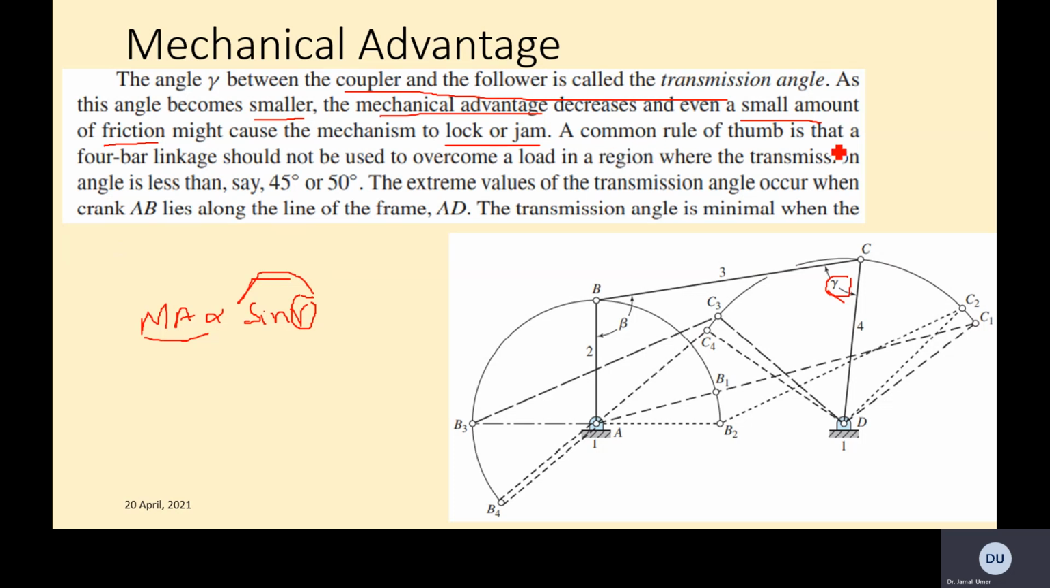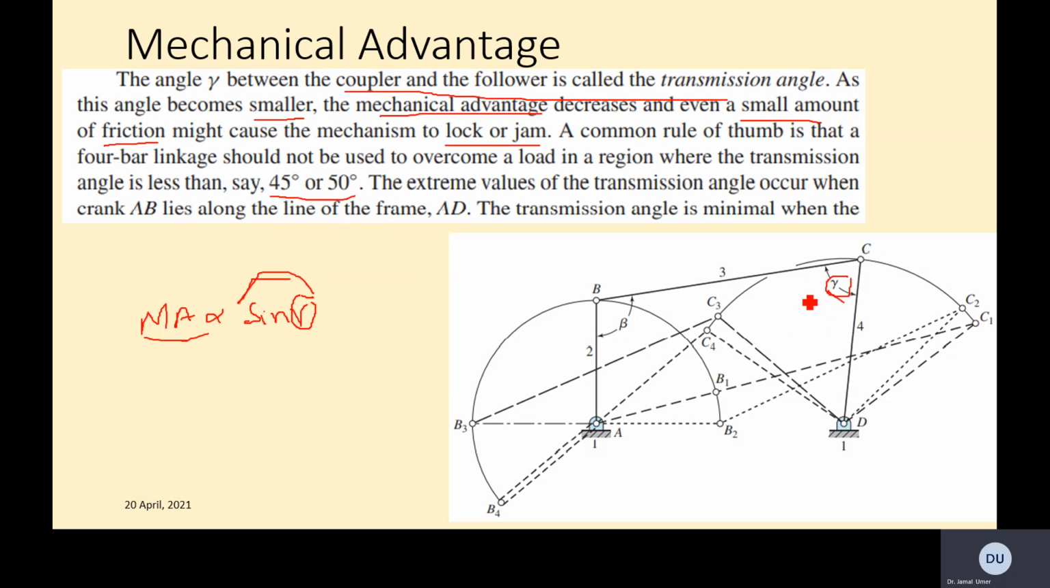So a common rule of thumb is that a four-bar linkage should not be used to overcome a load in a region where the transmission angle is less than, say, 45 or 50. So the fundamental work which we are carrying from the four-bar linkage, we try to get the work done during the process where the angle is greater than this value. This is an important point.